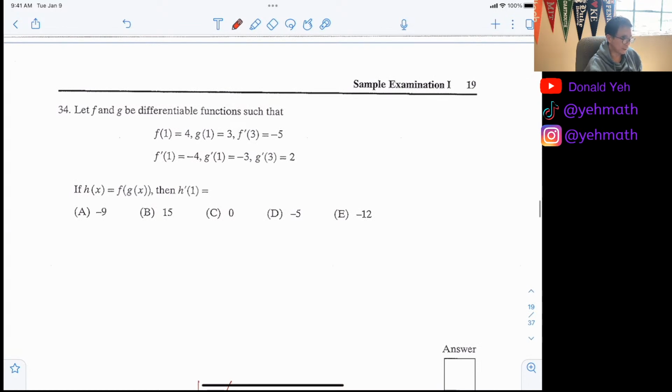Oh, 34. You can do this with the chain rule. H prime of x equal to what? Oh yeah, h of x is f of g of x, and what is h prime of x? It's f prime of g of x times g prime of x. Not plus, it's times. And just plug in h of 1 and then evaluate.